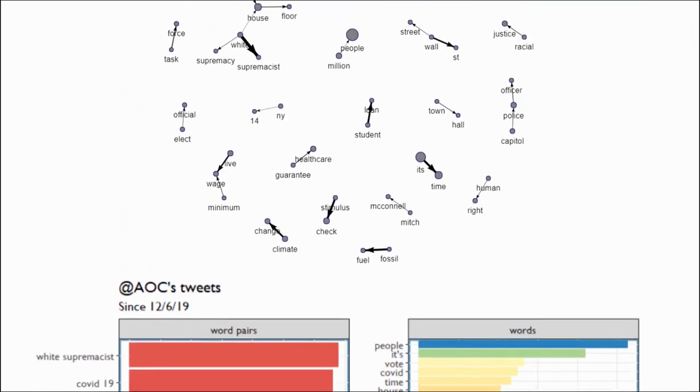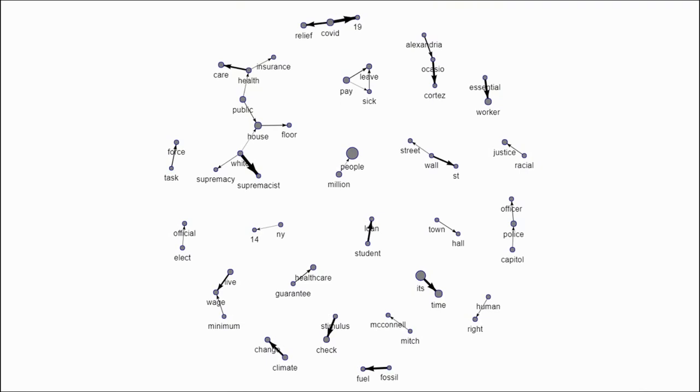Here is the same data plotted as a network. The size of the circle represents a more frequently occurring word. The thickness of the arrow represents a more frequently occurring word relationship.